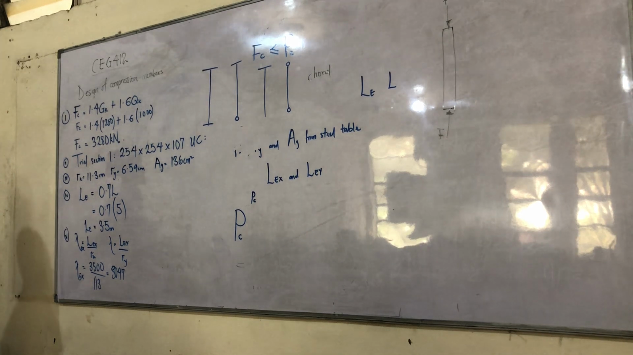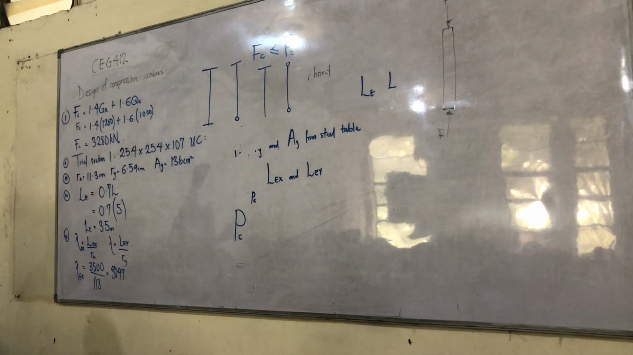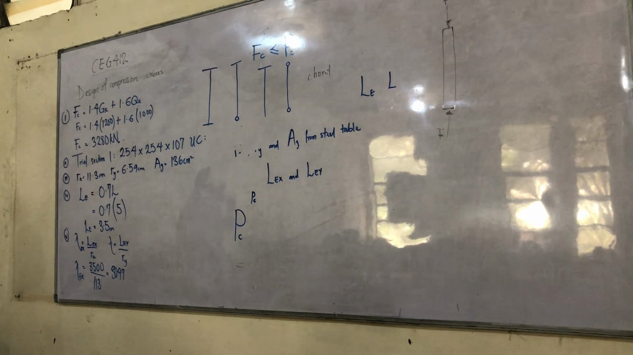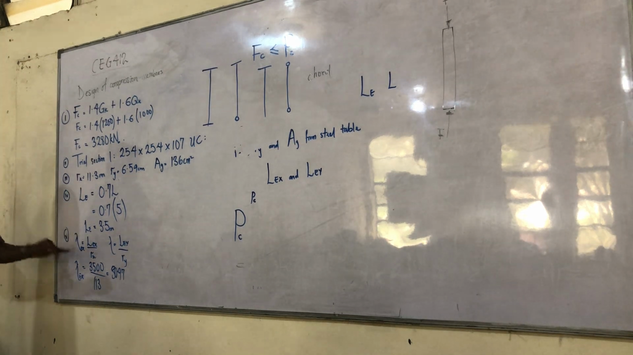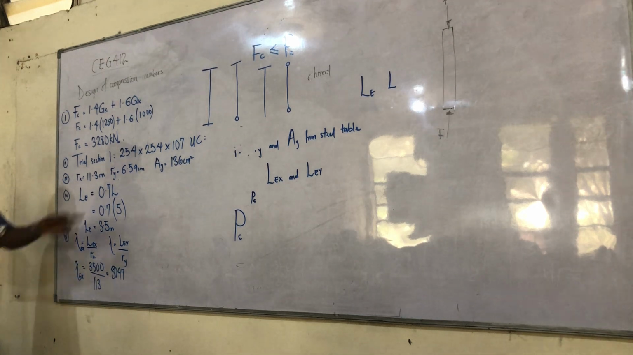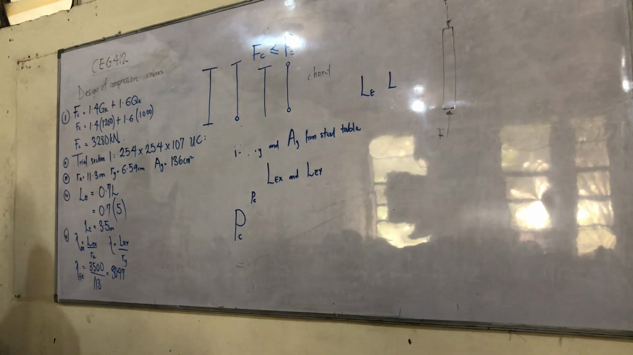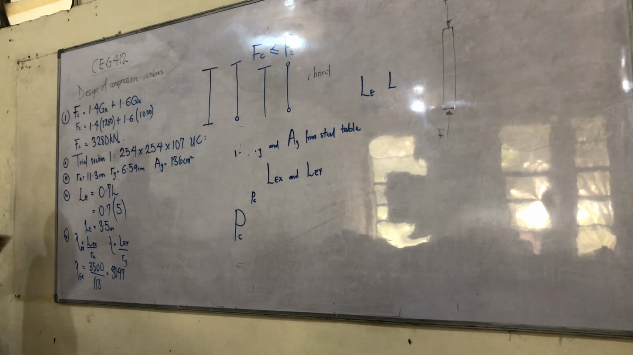Slenderness ratio is equal to LEX over RX for the x-axis. The one for the y-axis is LEY over RY. In this question, we have only one length, meaning both our LEX and our LEY are still the same thing as our LE. So now our LE, we got the answer in meter. Our RX is in 11.3 what? Centimeter. It's easier to convert both of them to millimeter. But if you want to do it, it's your choice.